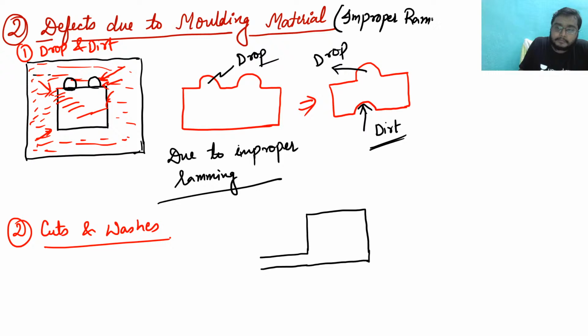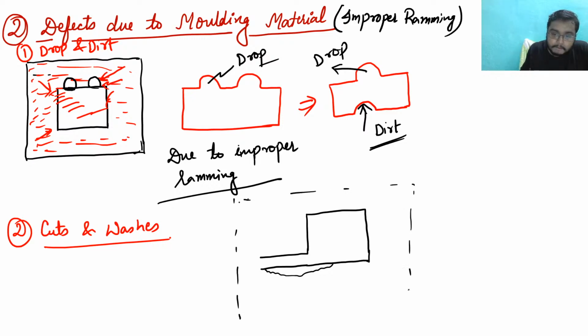Improper ramming. Okay, so what happens due to improper ramming? What happens? These casting, the mold, that is the sand particles, comes here, right? So cut it down and leave these sand particles like here.